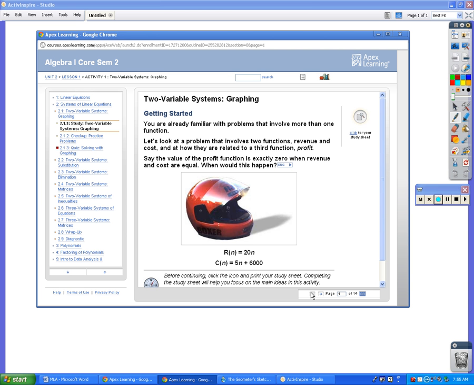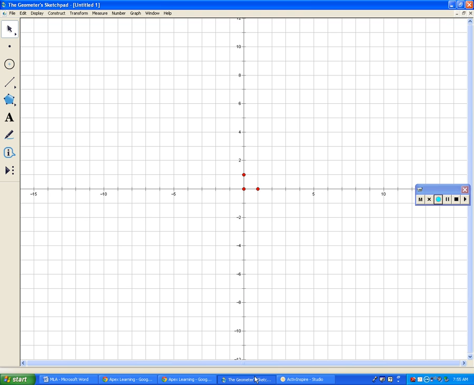It says R of n equals 20n. So I'm going to graph that. I have R of n equals 20n. There's two things that I need to pay attention to when I'm graphing this. The first is where does the line cross the y-axis, and that is the number that's on the end here. And since there is no number on the end here, it's 20n plus 0, that means it's going to cross the y-axis at 0. This number right here, the number in front of the n, tells you what the slope is. And since that's 20, that means we're going up 20 and over 1.